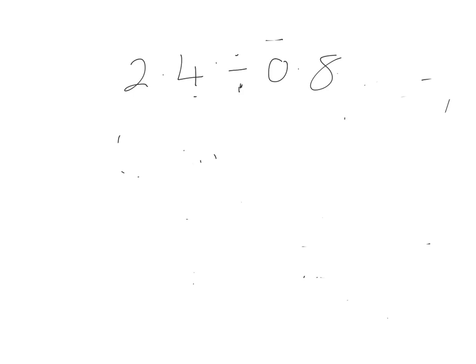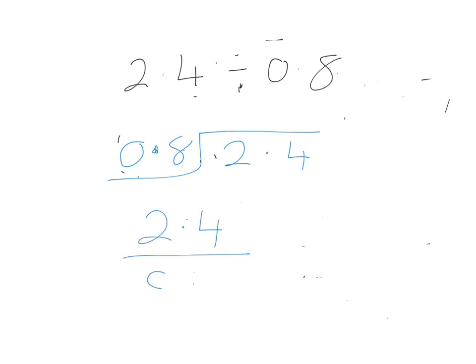Okay, so that could look like 2.4 divided by 0.8. Let me just get rid of more of this here. Try and rub out those marks, not very easy. Let's change the colour, change it to blue. Or that could also look like 0.8, how many times does it go into 2.4? Or you can do 2.4 divided by 0.8.